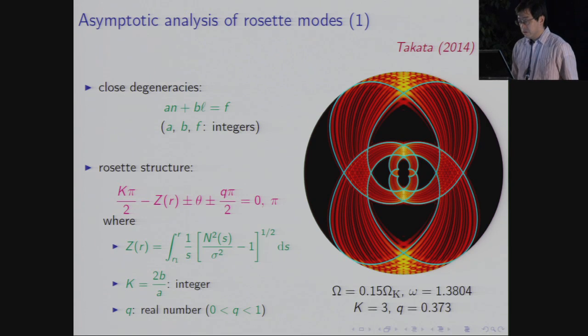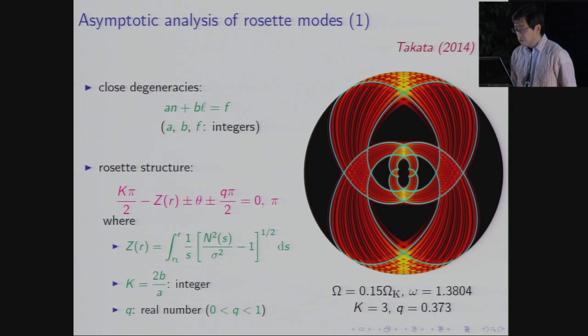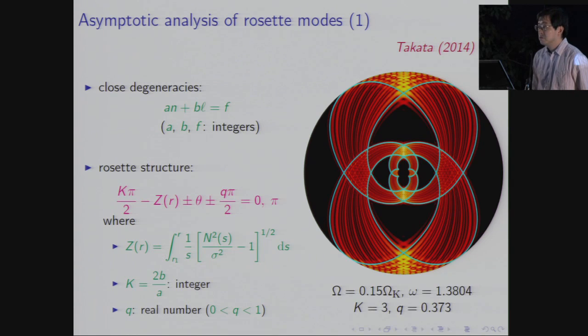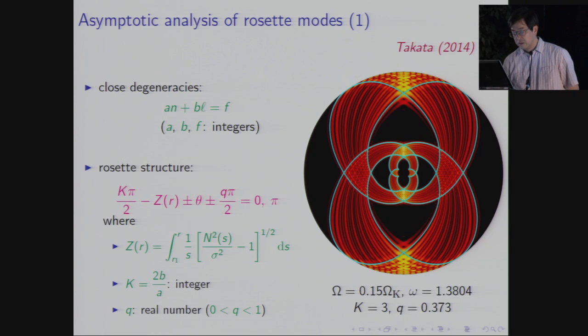And the next point is how we can understand the structure of the rosette pattern. To answer this question, we performed an asymptotic analysis of rosette modes. The main goal of this analysis is to relate the close degeneracy and the structure of the rosette pattern. And what we got eventually is a formula which captures the essential part of the rosette patterns.